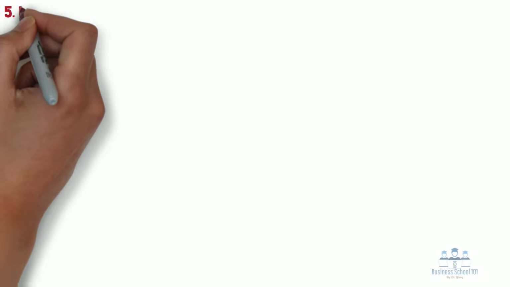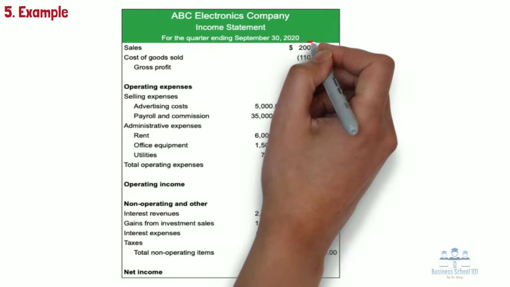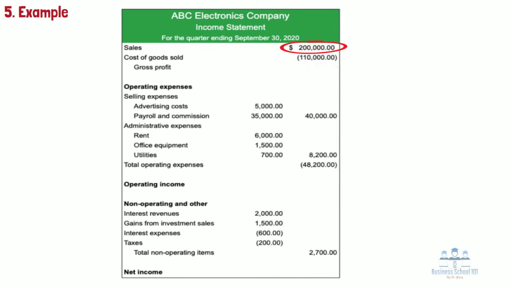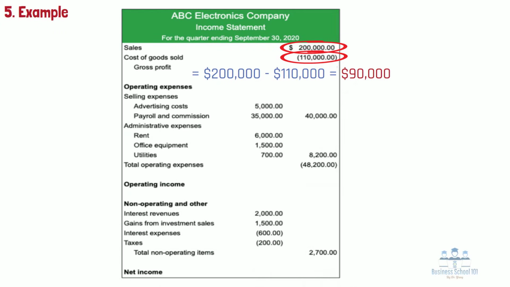Section 5. An example. Let's use ABC Electronics' income statement as an example. As you can see, the company's sales revenue is $200,000. Its cost of goods sold is $110,000. Thus, its gross profit should be sales revenue minus the cost of goods sold, $200,000 minus $110,000, which equals $90,000.